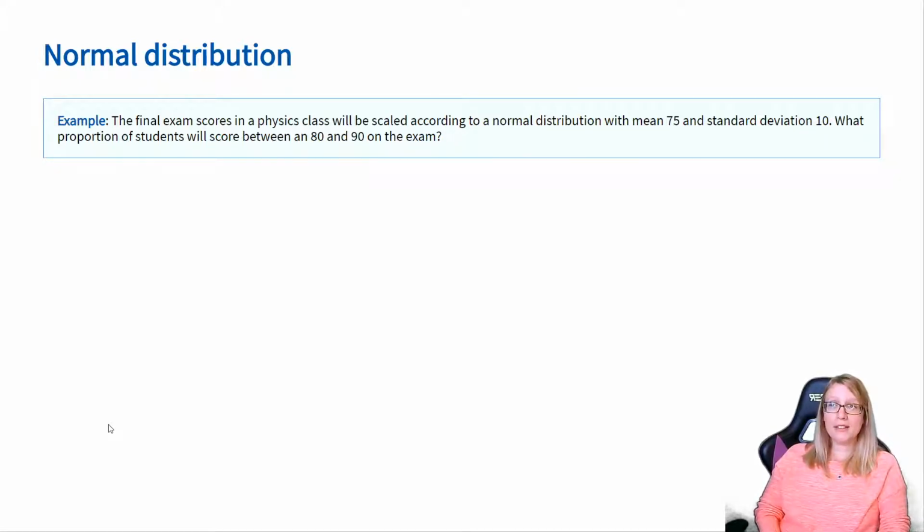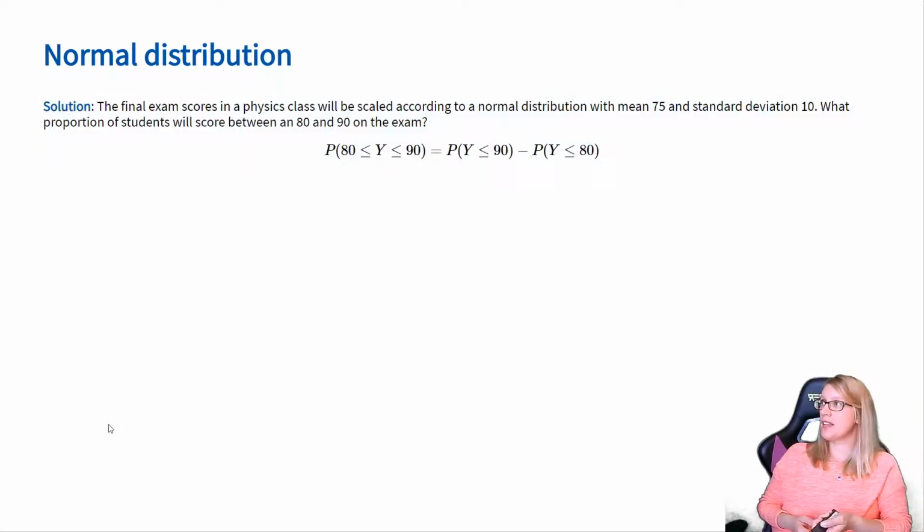Okay, so we've gotten some practice just working with that normal family of functions in R. Let's go ahead and apply this to some problems. So let's say that the final exams in a physics class will be scaled according to a normal distribution with mean 75 and standard deviation 10. What proportion of students will score between an 80 and a 90 on this physics exam?